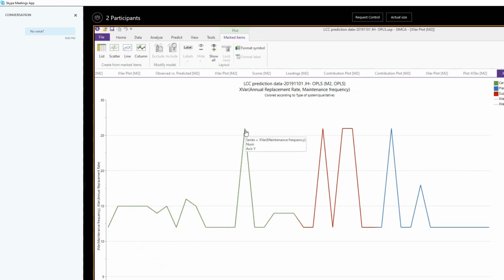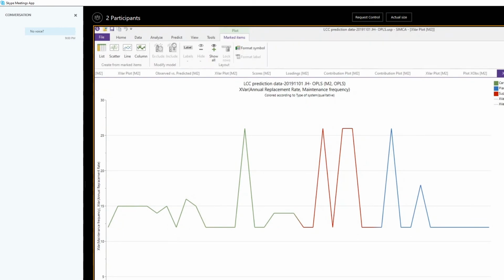Or why is this one looks to be pretty steady for replacement rate, and yet this is clearly an outlier for the carrier systems, whereas it's not necessarily so much of an outlier for the support systems. So to understand what's the driver there. Does that make sense? Yeah, I should dig into it to find more information.